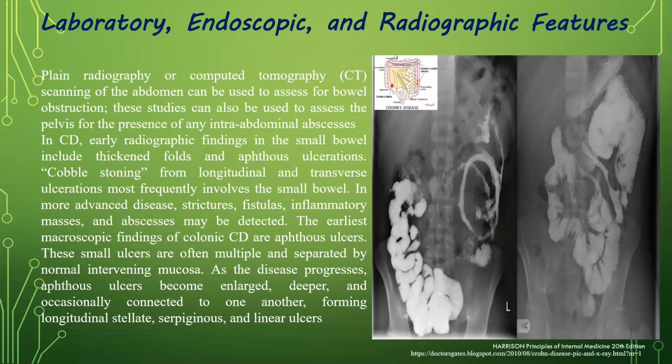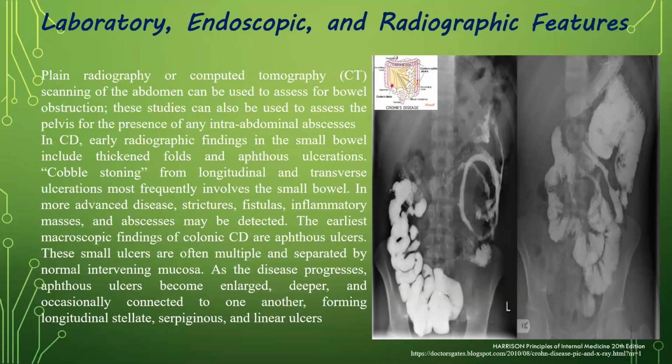Plain radiography and CT scanning of the abdomen can be used to assess bowel obstruction. These studies can also be used to assess the pelvis for the presence of any intra-abdominal abscesses. In Crohn's, early radiographic findings in the small bowel include thickened folds and ulceration.